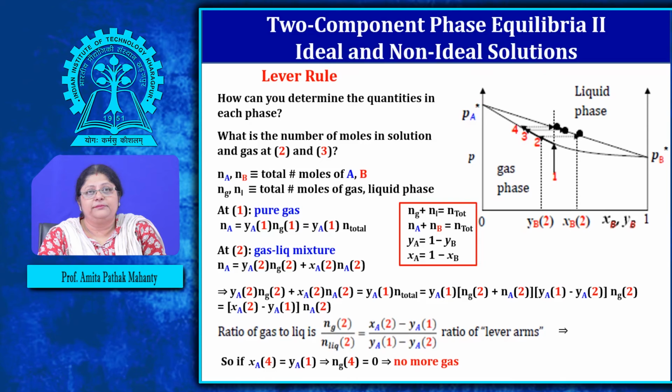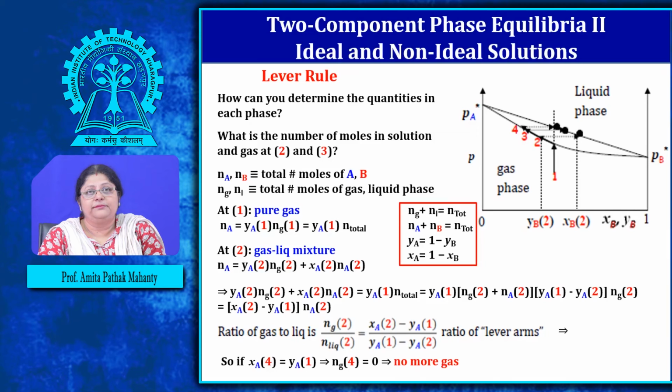Only thing is, what you do is the ratio at a point. The lever rule is that the ratio of the number of moles of gas versus the number of moles of liquid at a point is nothing but the ratio of the two arms from the center point, from the point you are considering.